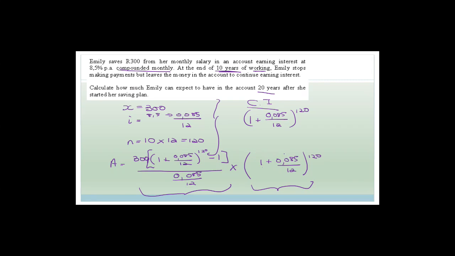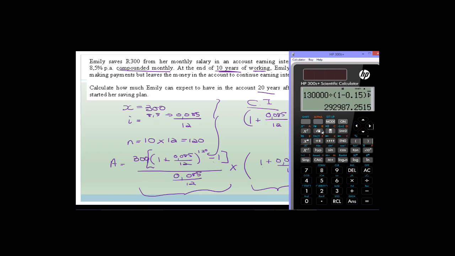Okay, so we're going to work these out, okay? And again, I'm gonna show you on the calculator. So let's get going. First off, let's clear. Okay, so we need a couple of fractions. So let's go fraction. So we got 300 multiplied by, and then another bracket, 1 plus fraction, 0.085, all over 12, close bracket, to the power of 120, move over, minus 1, close the bracket, all divided by a fraction of 0.085 all over 12.